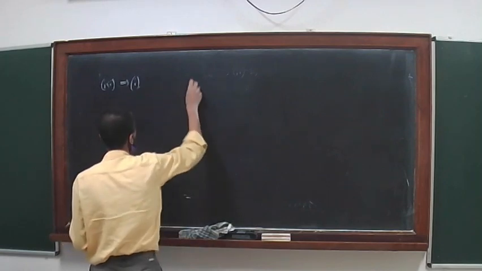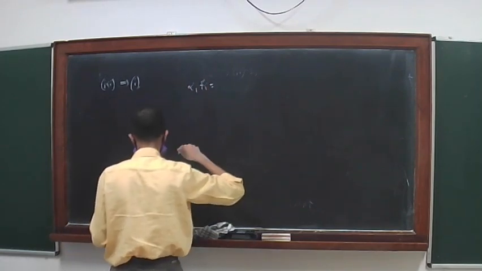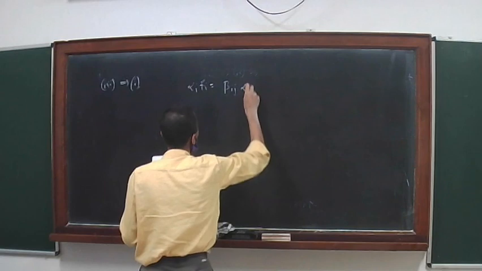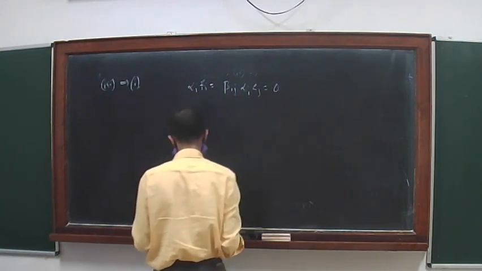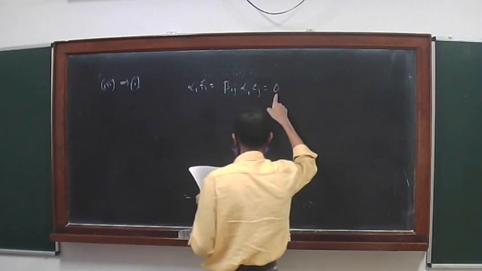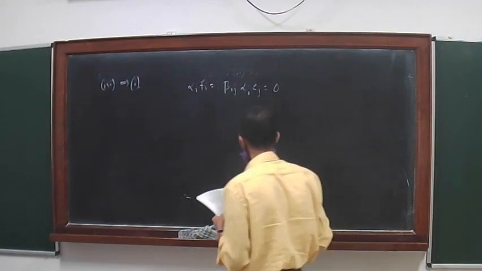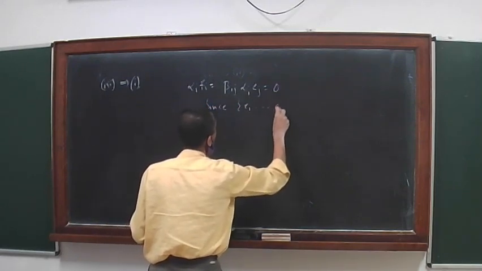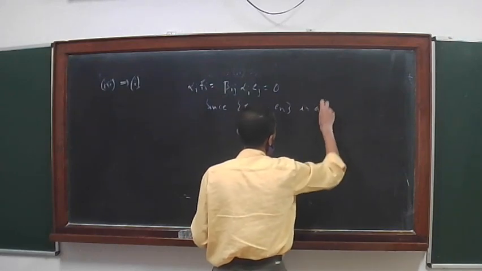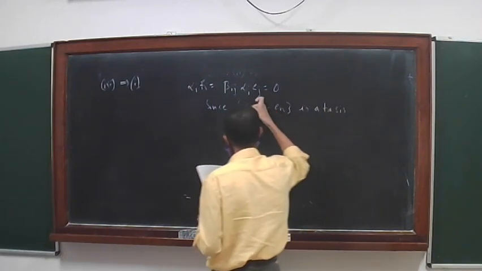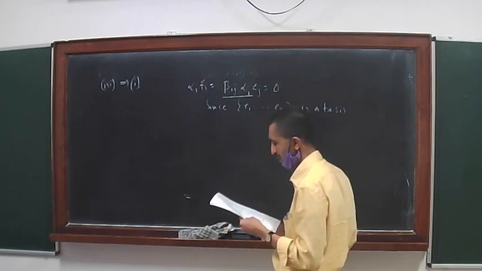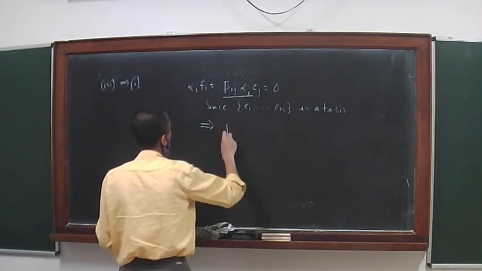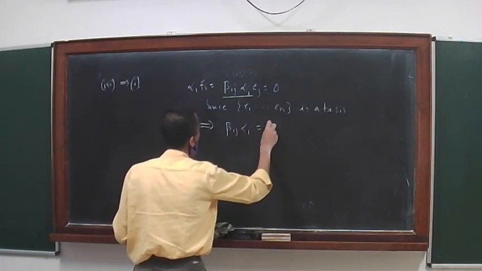So now alpha i, f_i, I can write as beta_ij alpha_i times e_j is equal to 0. Suppose I start with this particular statement, then this implies, since e_1 up to e_n is a basis, hence it is linearly independent. So that means this has to be equal to 0. This implies now that beta_ij alpha_i has to be equal to 0.